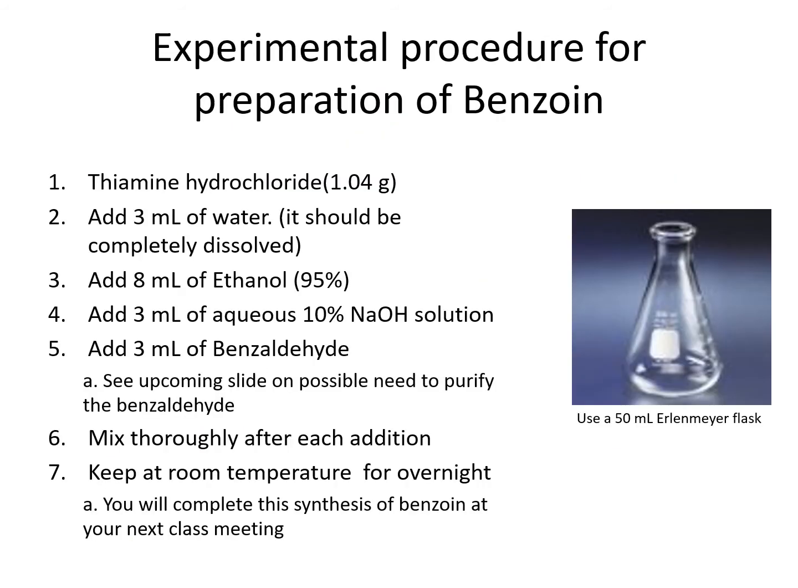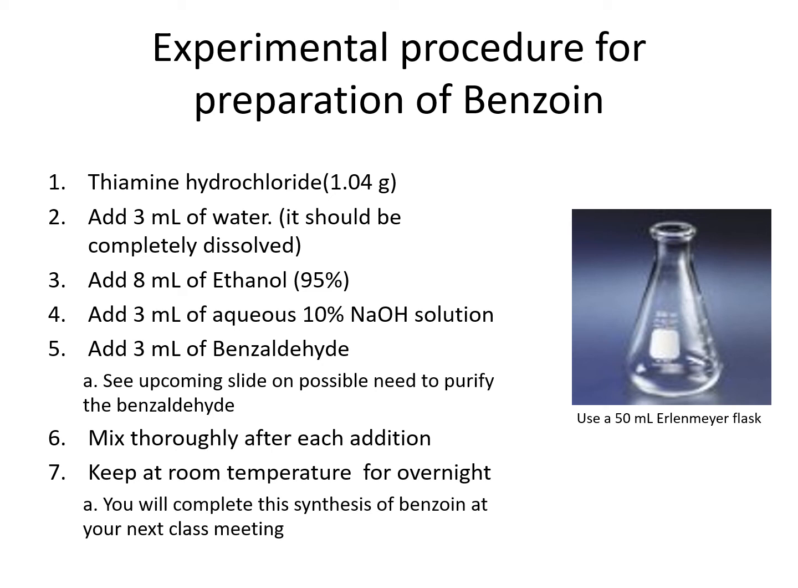For the experimental procedure, we're going to do the following. We're going to add 1.04 grams of thiamine hydrochloride. We're going to add 3 ml of water, and we're going to wait for the whole system to be completely dissolved. Make sure to use a 50 ml Erlenmeyer flask. We're going to add 8 ml of ethanol. It says 95%, and that's how it's sold.